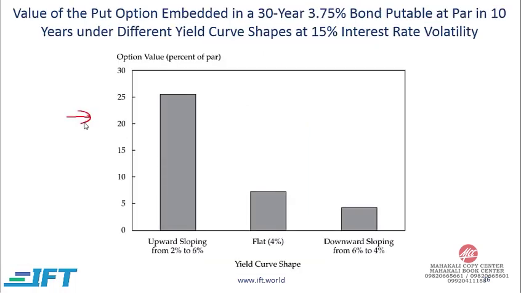Now here is the picture that I asked you to sketch earlier. The put option will be most valuable when we have an upward sloping yield curve scenario, because here expected interest rates are high in the future and the put option is more likely to be exercised at high interest rates.